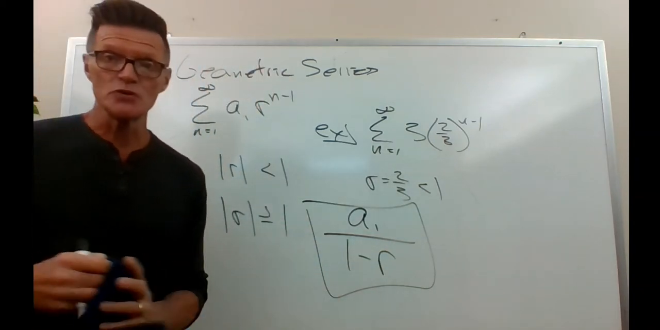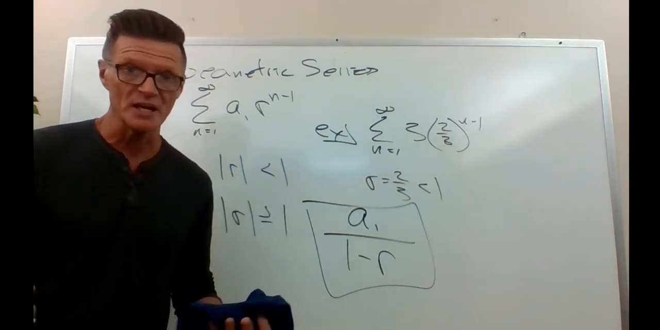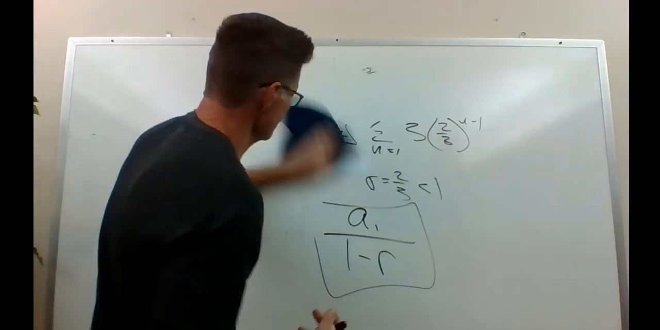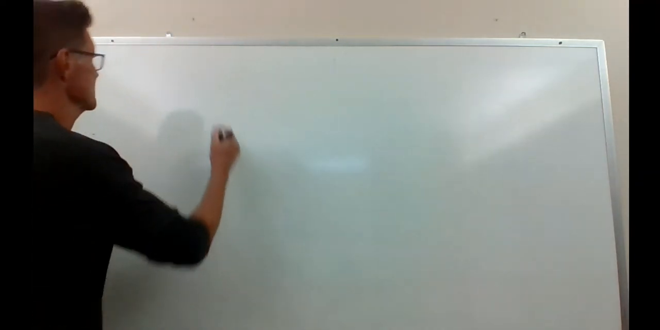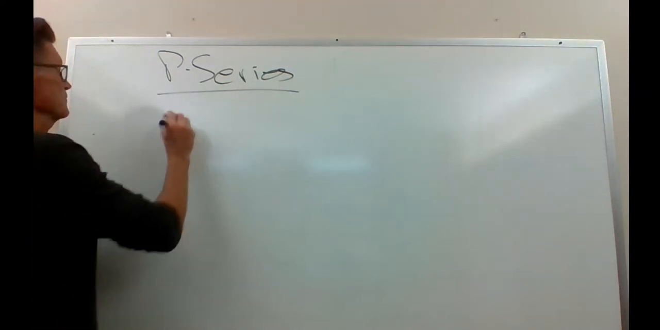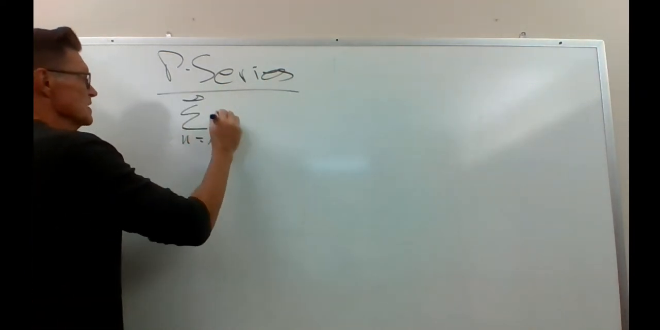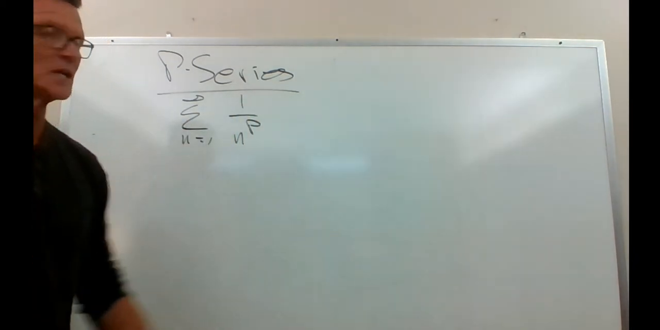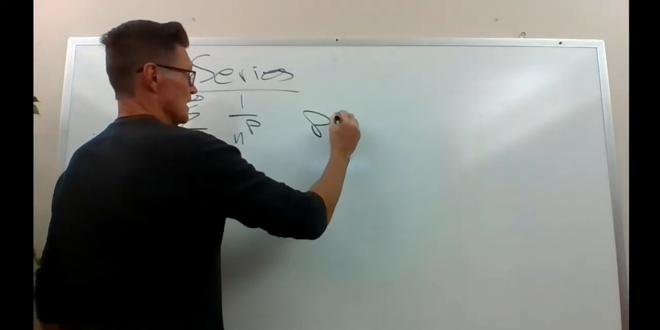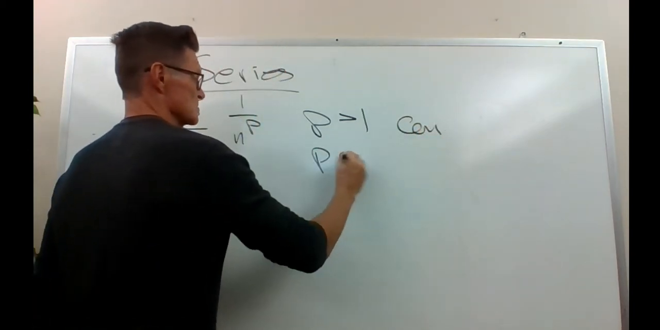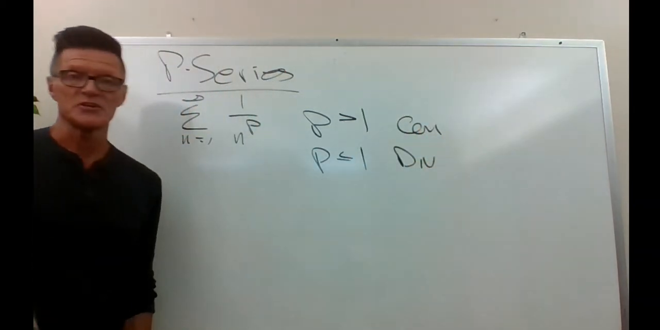The second series that you should know, just by inspection or by looking at it, is a p-series. So a p-series is of the form the summation from n equals 1 to infinity of 1 over n to the p, standing for power, right? And if p is greater than 1, it will converge. If p is less than or equal to 1, it will diverge.